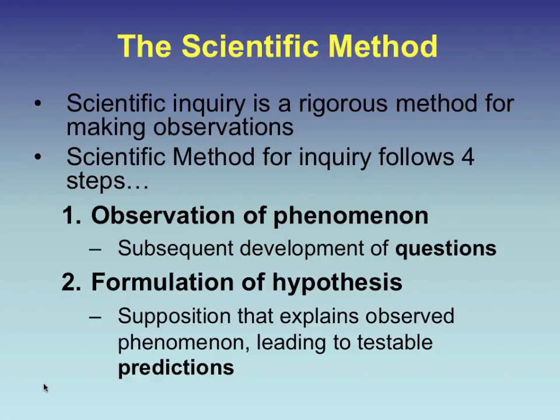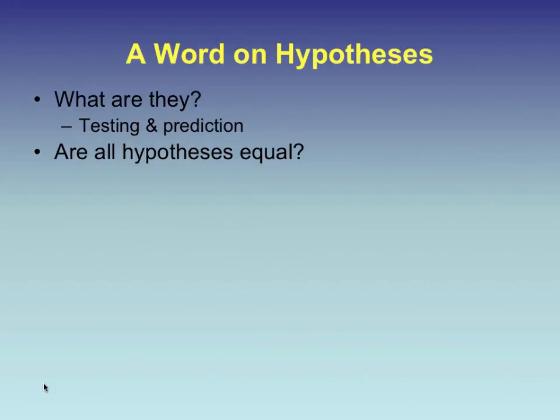And if we have now our educated guess, we can start looking at predictions. Well, if I change this, then I should see that outcome. That would be an example of a prediction that you might see using the scientific method. Hypotheses are kind of the front and center part of the scientific method, right? We talked about what they are.